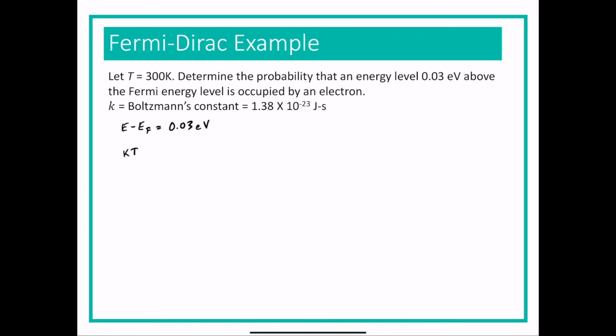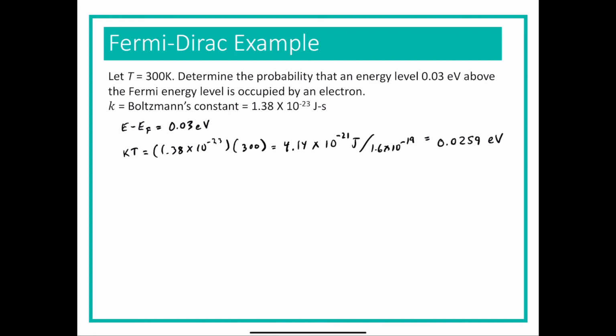kT is going to equal Boltzmann's constant times 300, which gives you a value, again, in joules, 4.14 times 10 to the minus 21 joules. And we can't have the top of the function be in electron volts and the bottom be in joules, so we're going to divide that by 1.6 times 10 to the minus 19, and we're going to get 0.0259 electron volts.